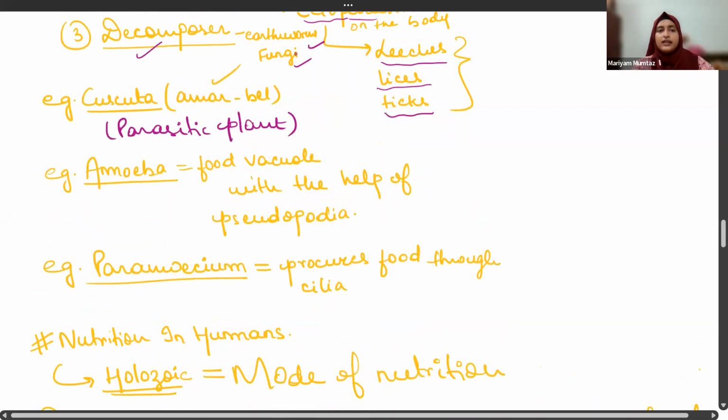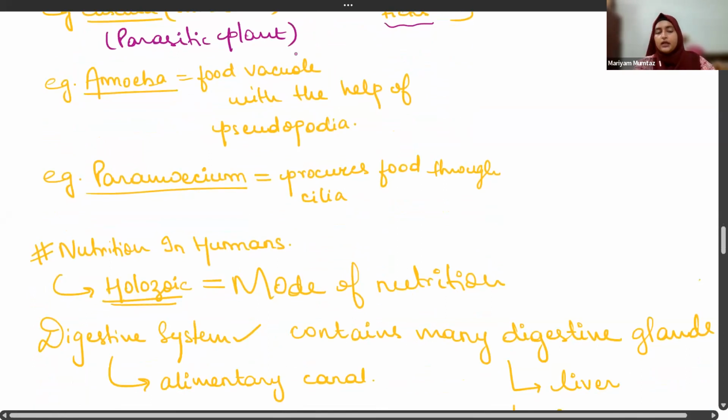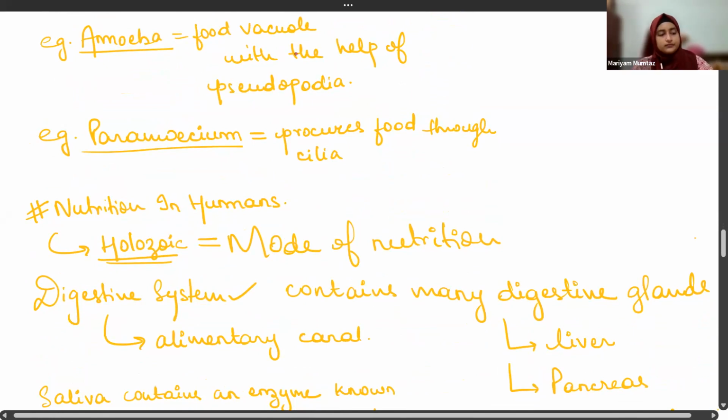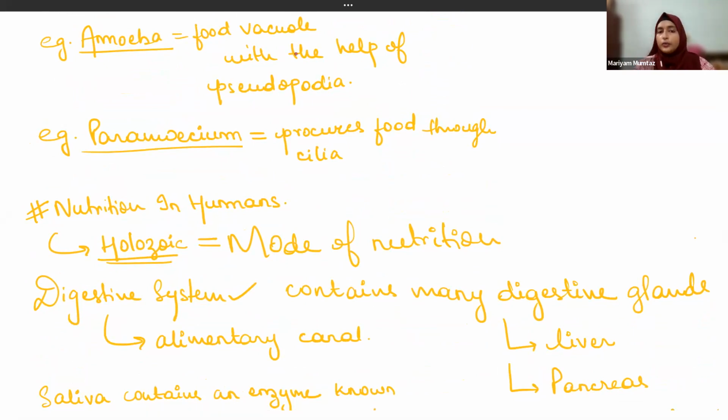Now let us talk about the amoeba. Does everybody know about amoeba? Yes, ma'am. Amoebae are very lower organisms, but they have a very special mechanism of taking their nutrition. They create food vacuoles. If food is present near the amoeba, it surrounds the food and engulfs it inside. This is done with the help of pseudopodia. It means false feet.